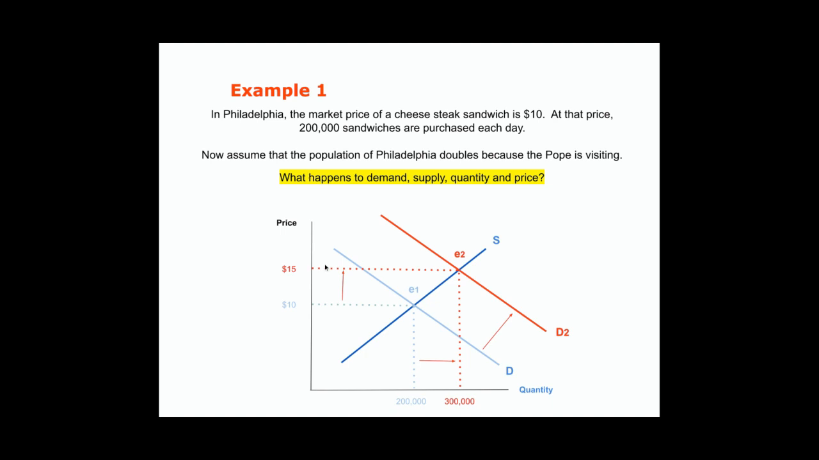So when we want to know what happens to demand, supply, quantity and price, all we have to do is draw the new curve, in this case the demand curve based on the change, and look at the point where the new curve intersects the existing supply curve. It shows us a higher price and a higher quantity. Now I will mention, based on the facts that we said here, we don't know the price is going to be exactly $15. I use $15 because it's higher than 10. We just know it's going to be a higher price. Same thing with the quantity. There's nothing in this set of facts that tells us it's going to be 300,000 at E2. But we do know it's going to be more than 200,000. The quantity has to be higher and the price has to be higher.